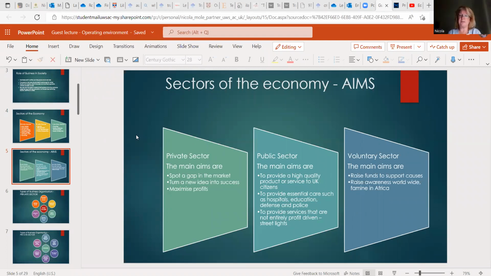All right, the public sector, the main aims of the public sector are to provide a high quality product or service to UK citizens, whichever other country they are working in. They provide essential care such as hospitals, education, defence, which is the military, and police, and provide services that are not entirely profit driven, like things like street lighting, your roads, etc.